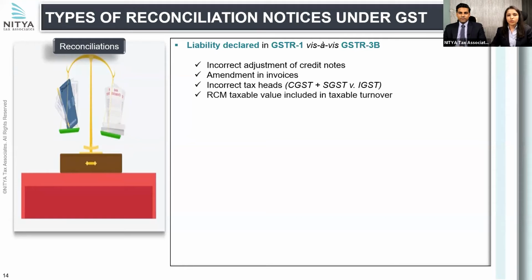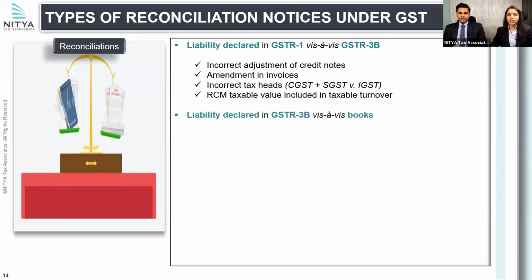RCM taxable value included in taxable turnover. As we know, GSTR 1 does not require the disclosure of RCM liabilities. However, in GSTR 3B, there is a specific disclosure for all the RCM liabilities and the RCM ITC.